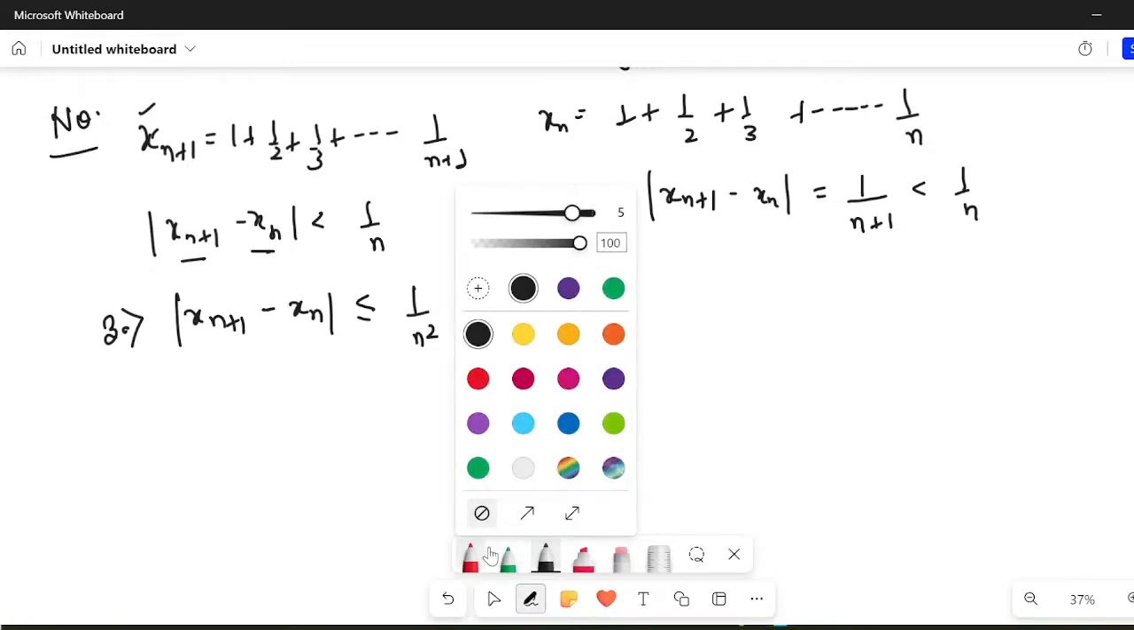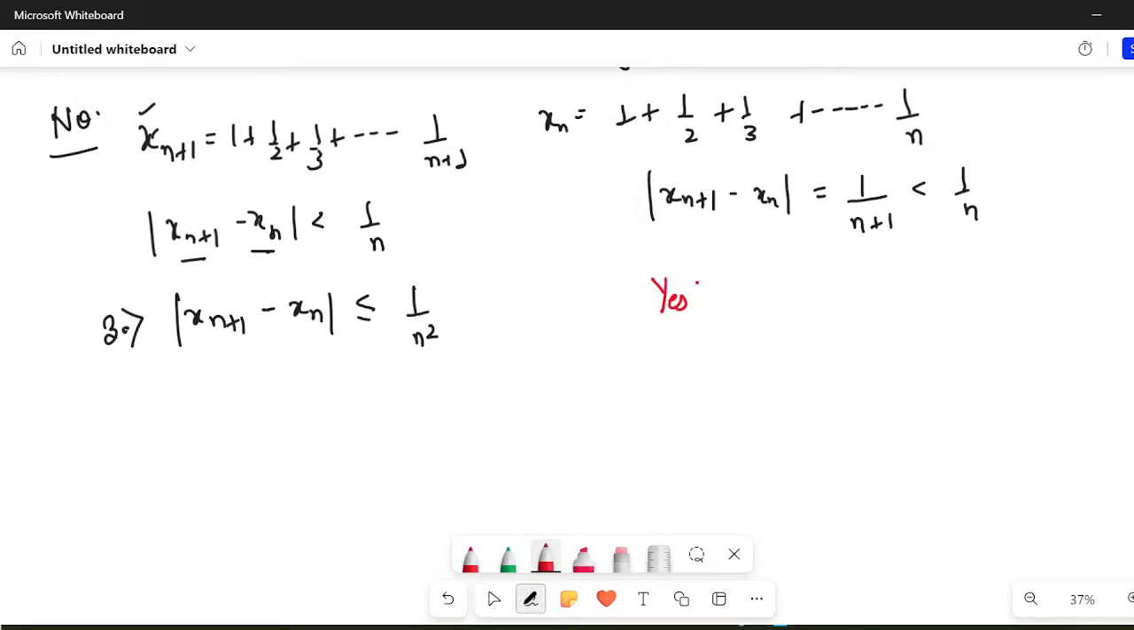So the answer is indeed yes. This satisfies the condition for the Cauchy sequence. So the answer is indeed true. So how to go about it?